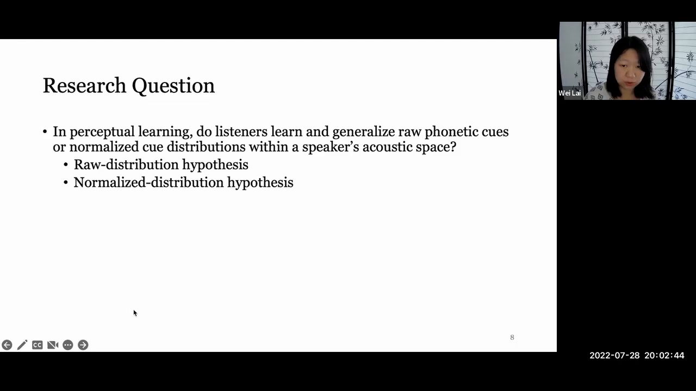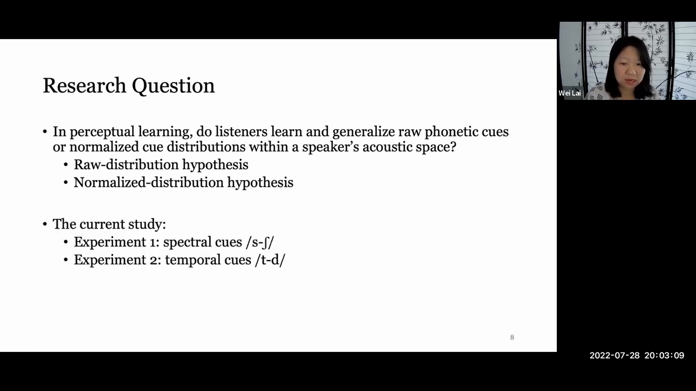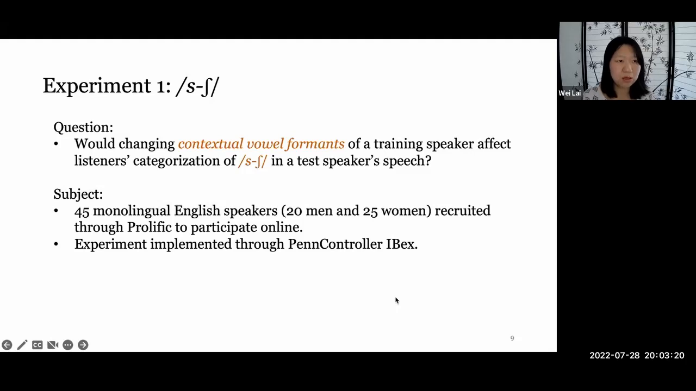So synthesizing the two lines of literature, one is perceptual learning and generalization, the other is speech normalization, our question is: do listeners learn and generalize raw phonetic cues or normalized phonetic cue distributions in perceptual learning? We lay out two hypotheses in response to this question, which I'll explain later. As the test case of this question, we investigate two kinds of phonemic contrasts, each in one experiment. So experiment 1 investigates S and SH.